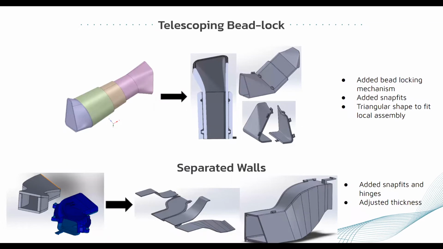On the top left, you can see our initial telescoping design. We used tapered cylinders that used friction to stay together once extended. On the right side, you can see our revised design, which uses a bead locking mechanism that gives a more secure fit. Also, the telescoping feature is triangular to fit better with the local assembly. On the bottom is our separated wall design. We planned on using snap fits to secure the individual pieces together, but after discussion, we decided to incorporate hinges in order to reduce the post-processing time.